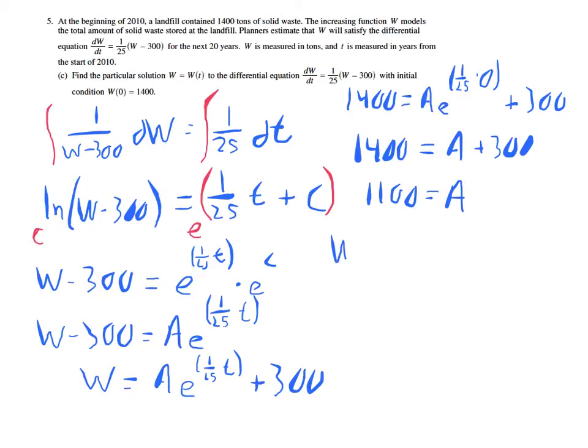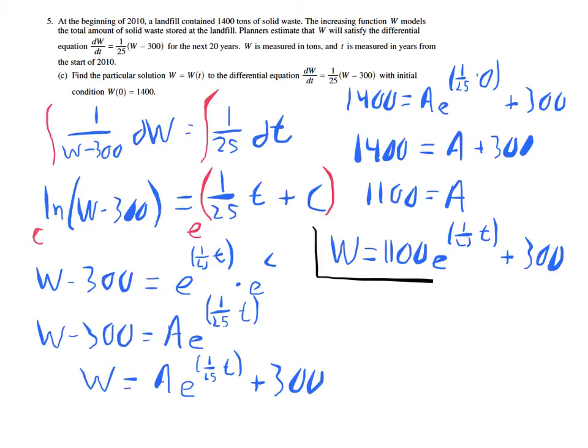Then plug that in and I'll be done. W is equal to 1100 e to the 1/25 t plus 300. And that is our final answer. That is our particular solution.